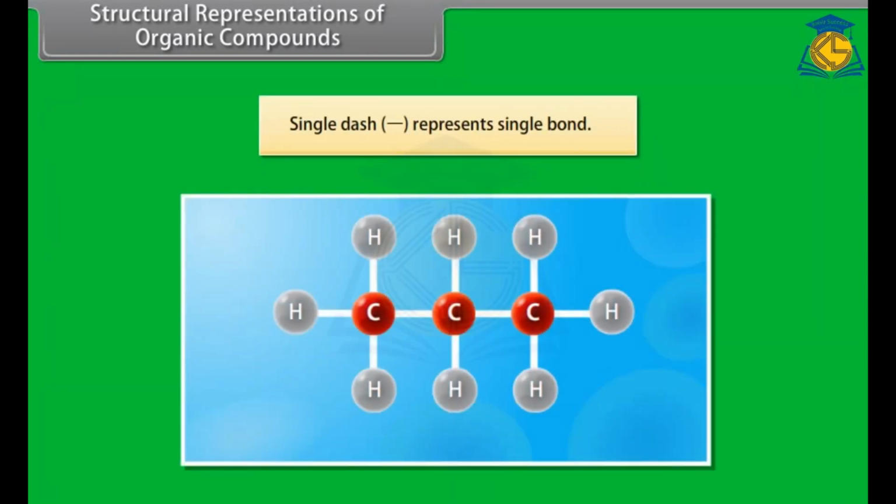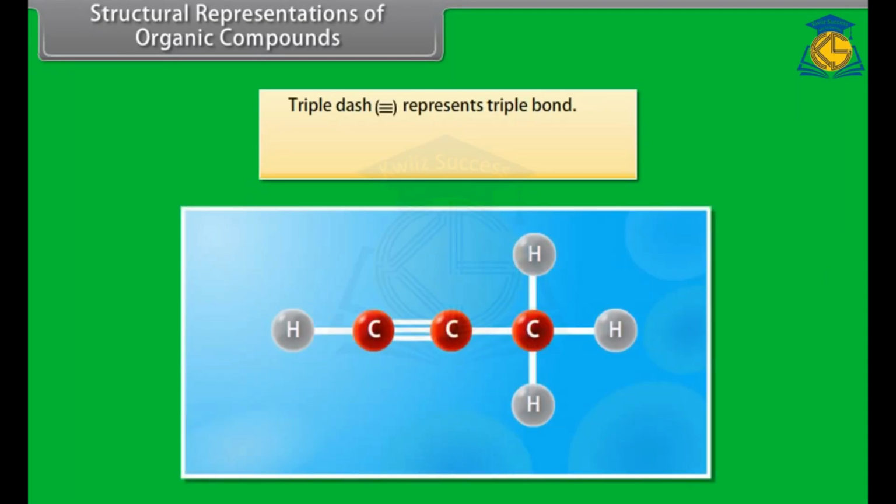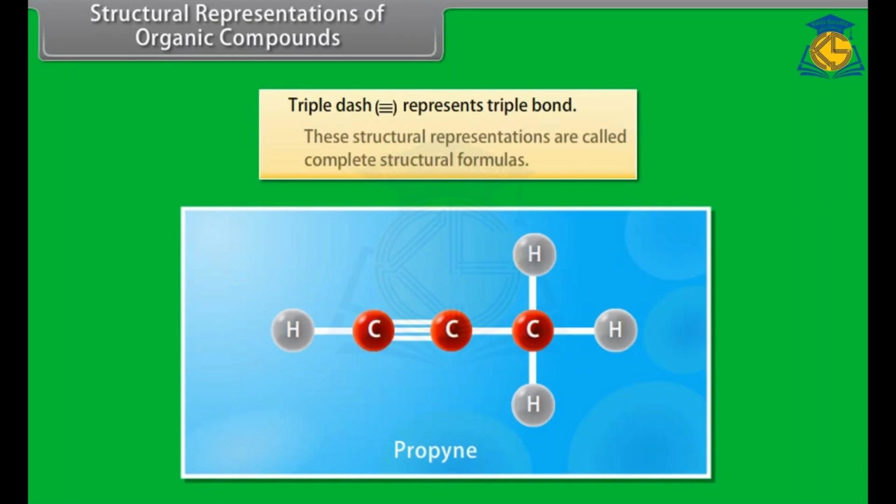Single dash represents single bond. For example, propane. Double dash represents double bond. For example, propene. Triple dash represents triple bond. For example, propyne. These structural representations are called complete structural formulas, structural representations of organic compounds.